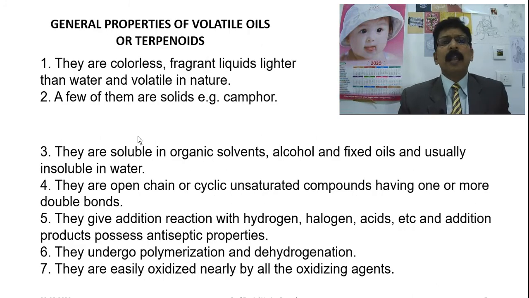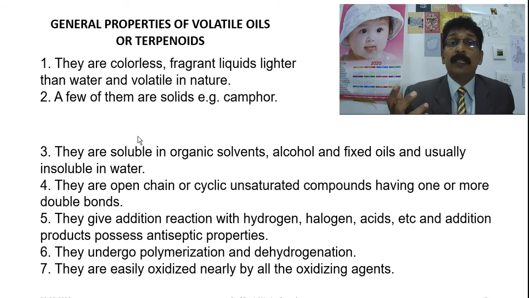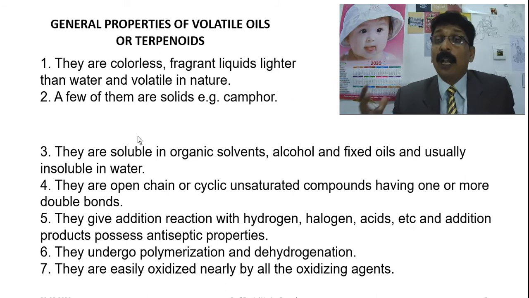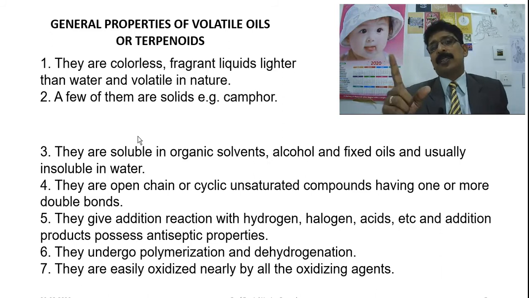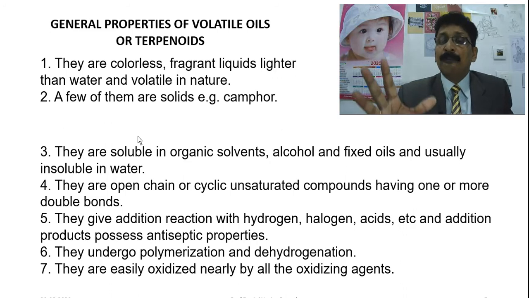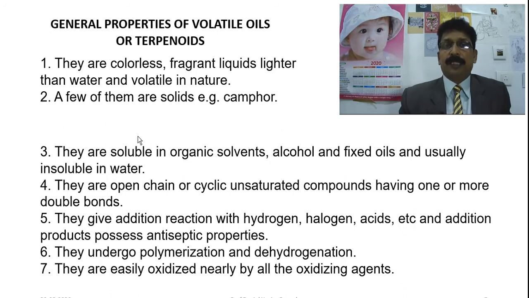And you can say general properties of volatile oils, which are terpenoids. What are the general properties? You see, they are colorless, fragrant liquid, lighter than water, and volatile in nature. A few of them are solids. Like camphor. Camphor, it is a solid. White solids, you might have seen.